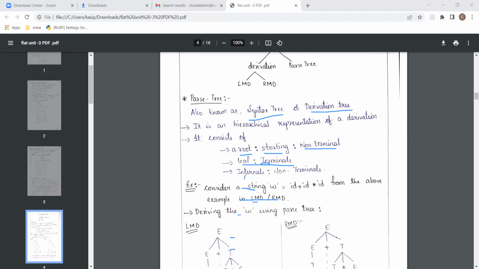What are the internal nodes? Internal nodes are nothing but non-terminals again. If you have any nodes internally, those will be non-terminals. As I told you, the parse tree consists of a root, leaves, and internal nodes. Root is the starting node or the non-terminal. Leaf is nothing but terminals. Internals are nothing but non-terminals.